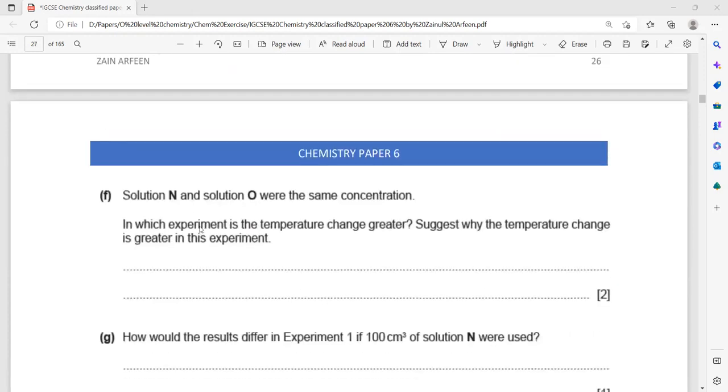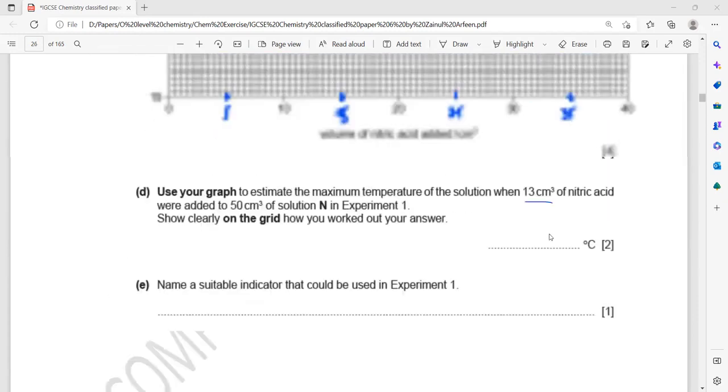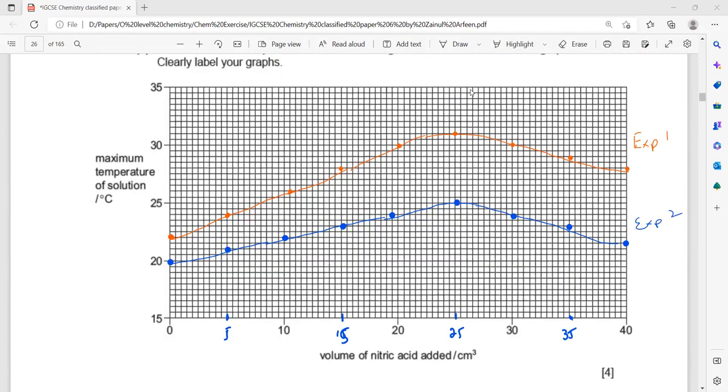The next one: solution N and O were the same concentration. In which experiment is the temperature change greater, and suggest why the temperature change is greater. Which experiment has the greater temperature change? Experiment 1. So in experiment 1, the temperature change is greater. What might be a reason for that? Any indicator is acceptable. I mentioned phenolphthalein. You can mention methyl orange, it is acceptable.